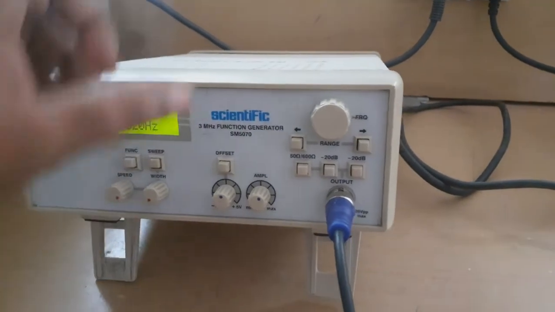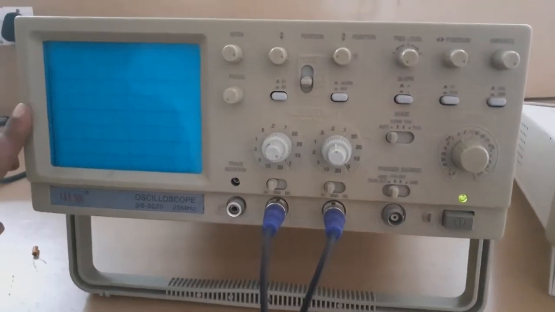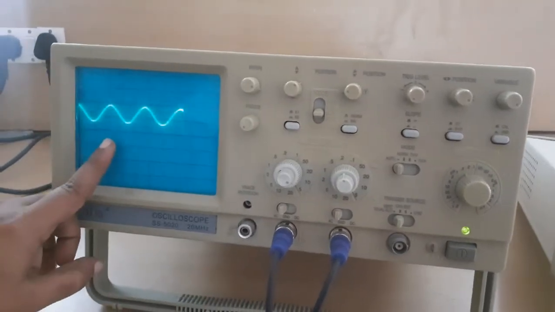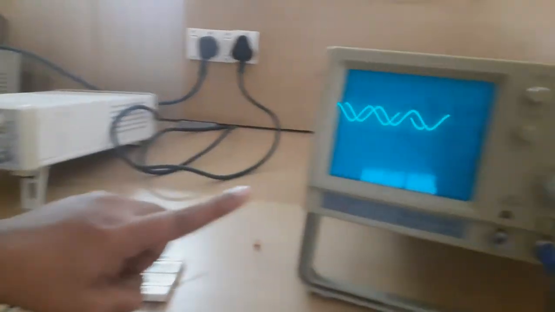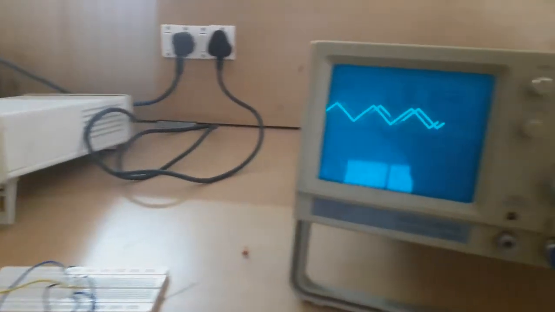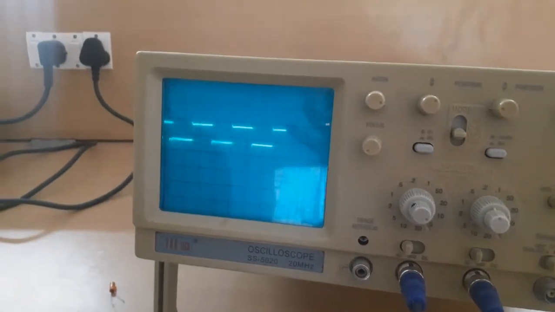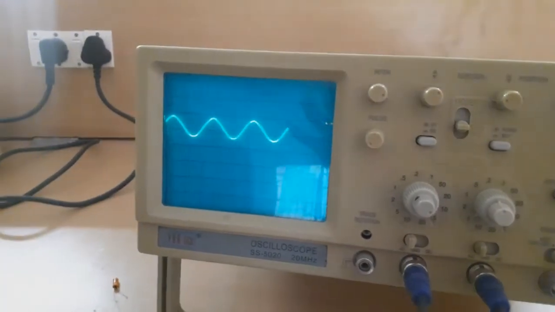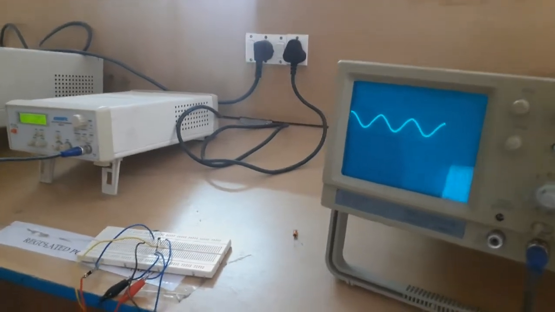This is where we can change the signal. And this is a CRO. The CRO is a measuring device. We can measure the input signal and also the output signal by the use of this CRO. This is our input signal, which is set by the use of the function generator. We can set a sine wave, square wave, triangular wave, or any wave. Now I have set the input to a sine wave.